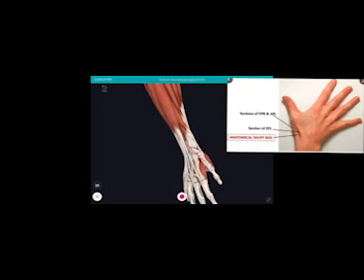So this triangle area right here is the anatomical snuffbox. I want you to try on yourself to extend your thumb, like when you're trying to shake somebody's hand, and bring your thumb all the way up. You'll notice there's a little dimple at the base of the thumb. That's your anatomical snuffbox.